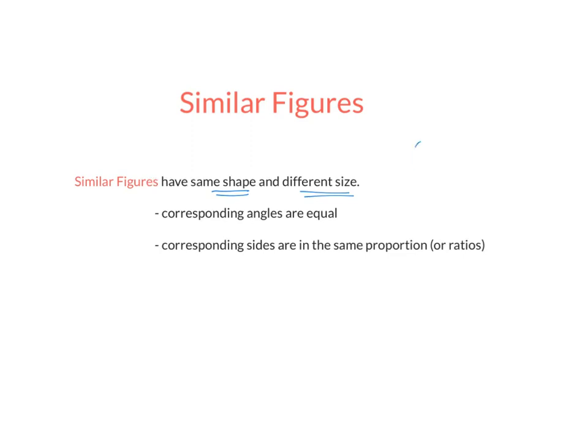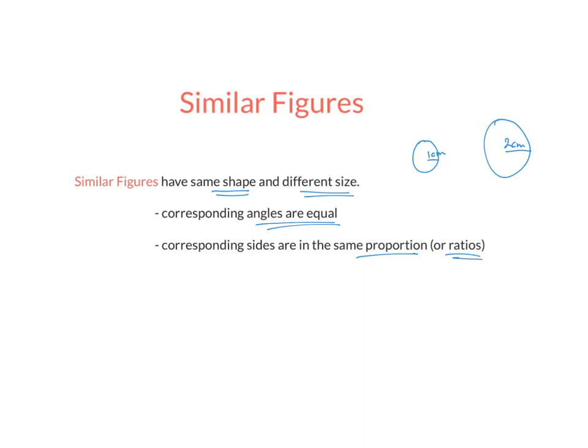So for example, I could have a circle with the radius 1 centimeter, and I could have another circle with the radius 2 centimeters. Now these are similar figures. They're not congruent, but they're similar figures. With similar figures, the corresponding angles have to be equal and the corresponding sides have to be proportional, meaning they have to have the same ratios.